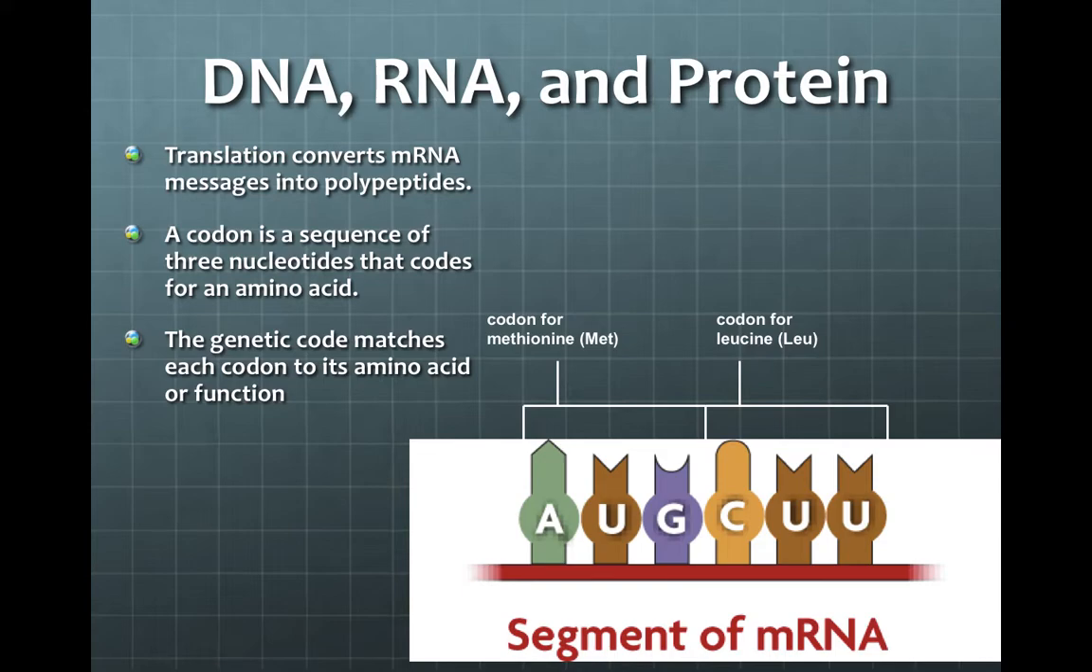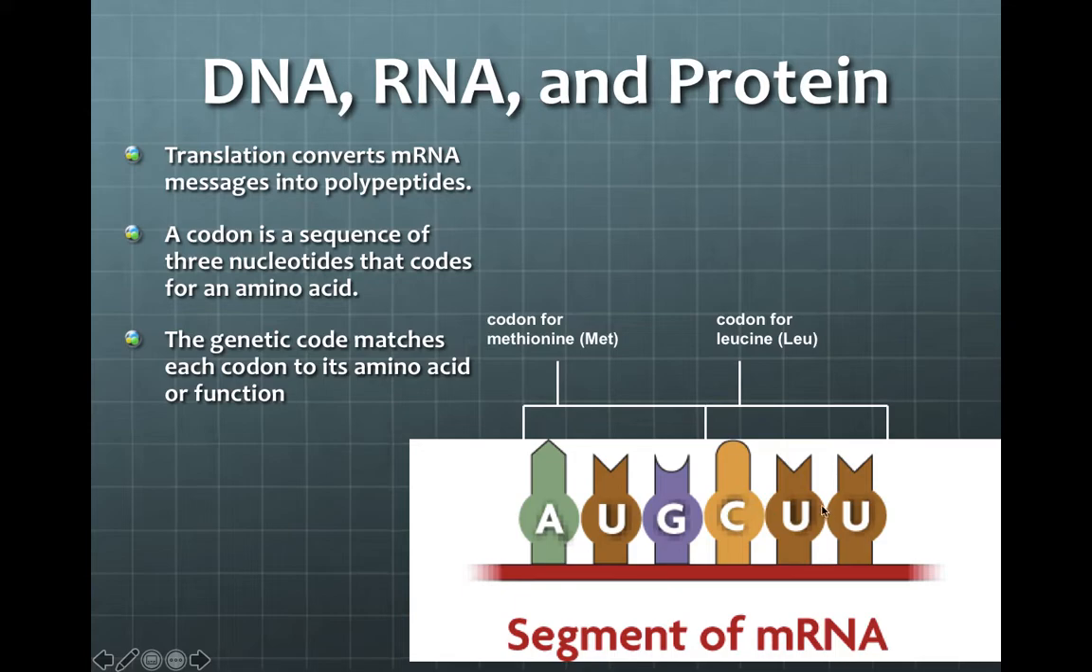So translation converts messenger RNA messages into polypeptides. Okay, poly means many. A peptide is a bond between one amino acid and another amino acid. So what this means, polypeptide, is there are many amino acids bonded together to make a protein. Okay? So, a codon is a sequence of three nucleotides that code for an amino acid. This right here is a codon, AUG. Okay? This is methionine. This is the start codon. Okay? AUG is the start codon.